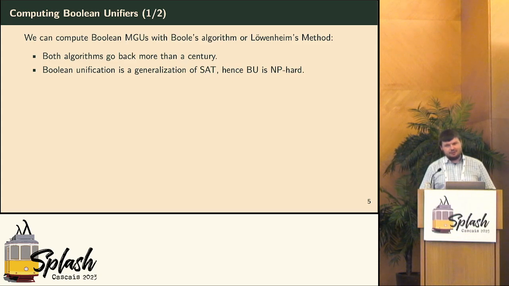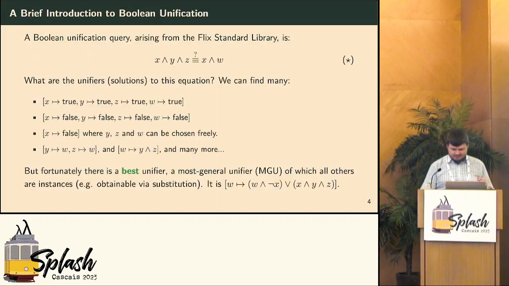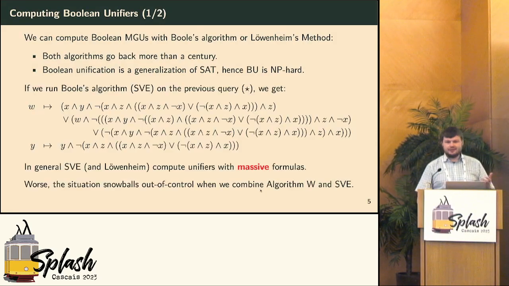So in general, we're not going to be able to solve it efficiently in the complexity sense. Now the problem is, if we run Boole's algorithm on the previous query, this is the solution we get. Now it's the same solution, or rather it is equally most general to the other solution. The other solution was this small one down here. So we can obtain one from the other via substitution. But unfortunately, if you just implement the algorithm and run it, this is what we get.